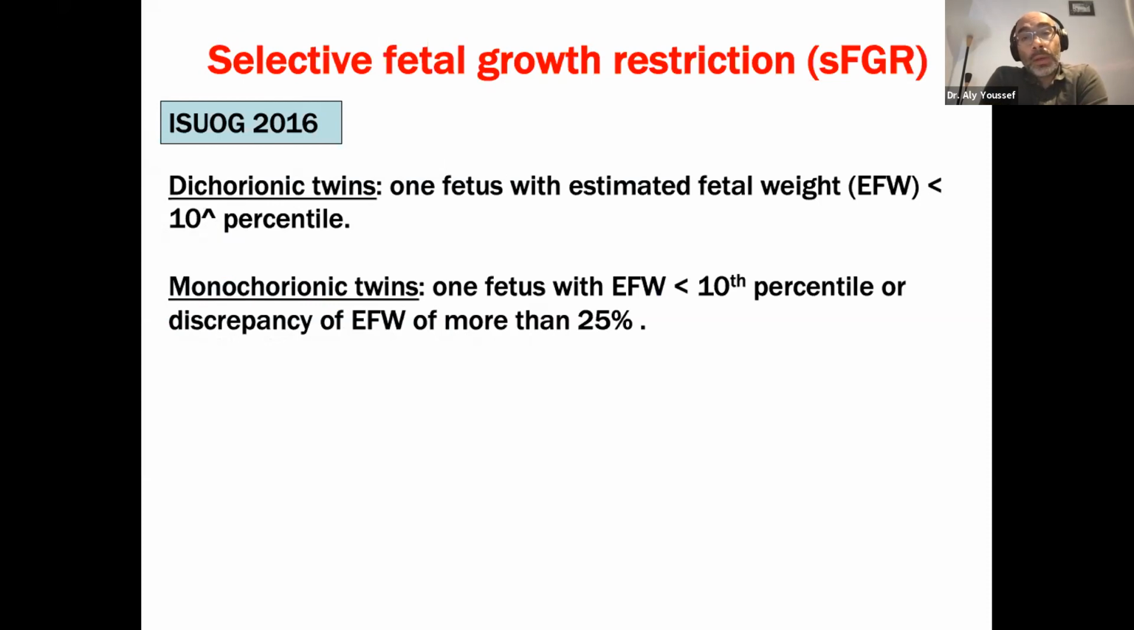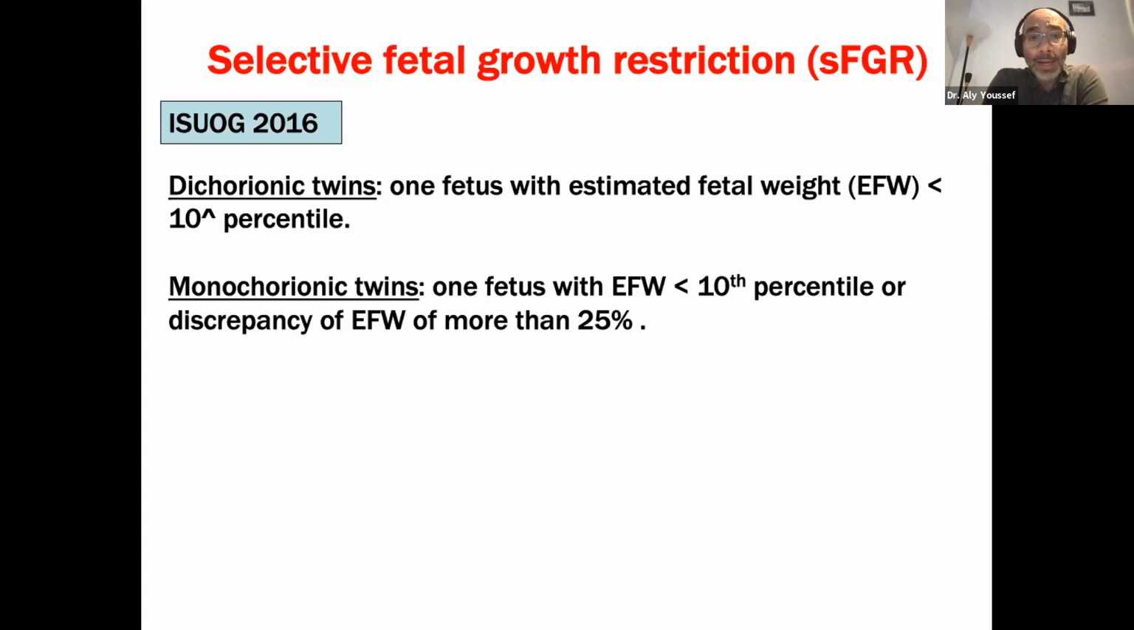And an important topic to be diagnosed and managed in case of twin pregnancy is the selective fetal growth restriction. Whereas the term selective fetal growth restriction is classically exclusive to monochorionic pregnancies, sometimes it is extended also to dichorionic twins. So in case of a dichorionic twin, having a selective fetal growth restriction means that you have one fetus with an estimated fetal weight less than 10th centile.